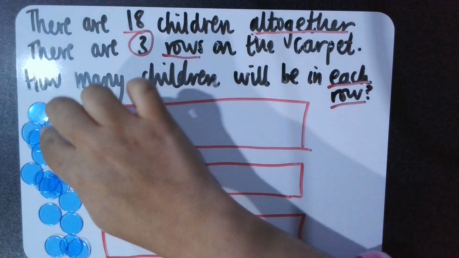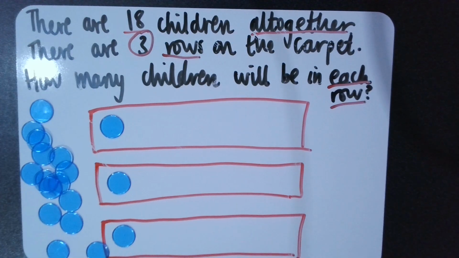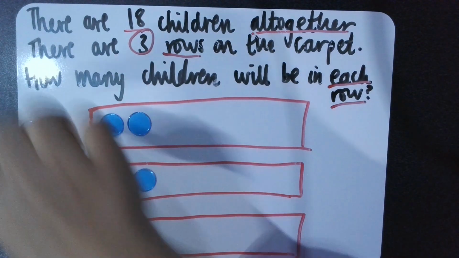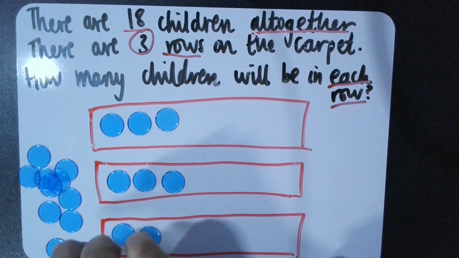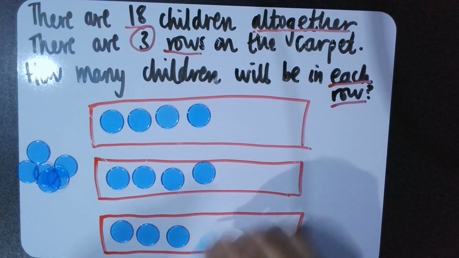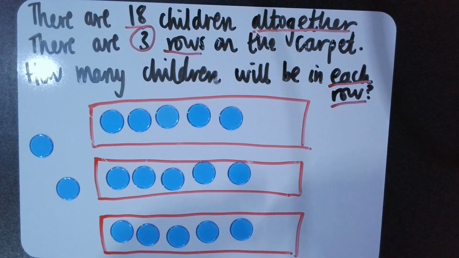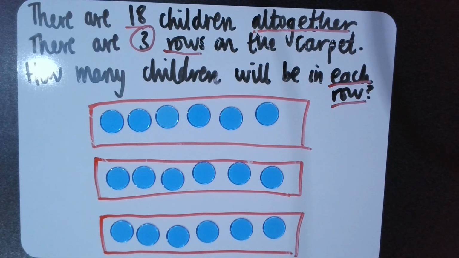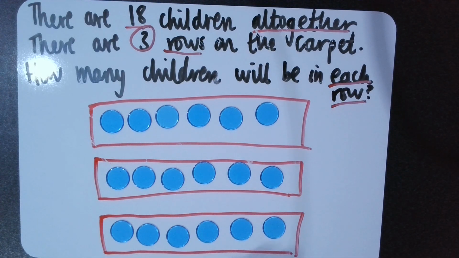So you can do this with me. I've got 1 in my first group, 1 in my second group, 1 in my third group. Back to mine, 2nd in my first group, 2 in my second group, and 2 in my third group. Now I've got 3, 3, 3, 4, 4, 4, 5, 5, 5, 6, 6, 6. Okay, I've shared out my 18 into 3 equal groups.